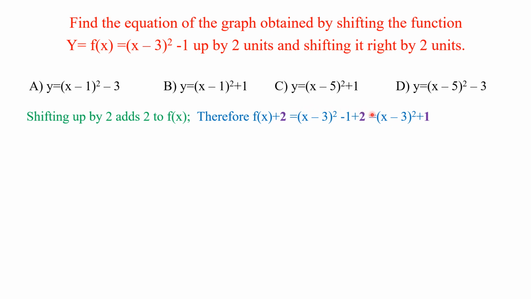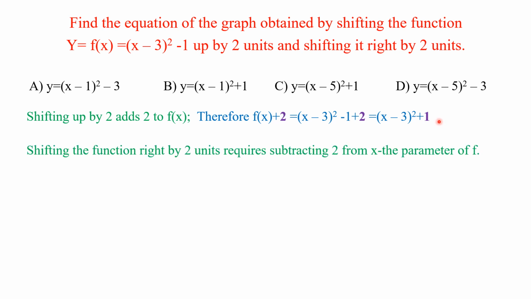So we have plus 2 here, and we end up canceling the 1, and that will be (x minus 3) squared plus 1. This is the first shift. The second shift is to shift to the right. The value of x will be changed. So shifting the function right by 2 units requires subtracting 2 from x, which is the parameter of the function f of x.